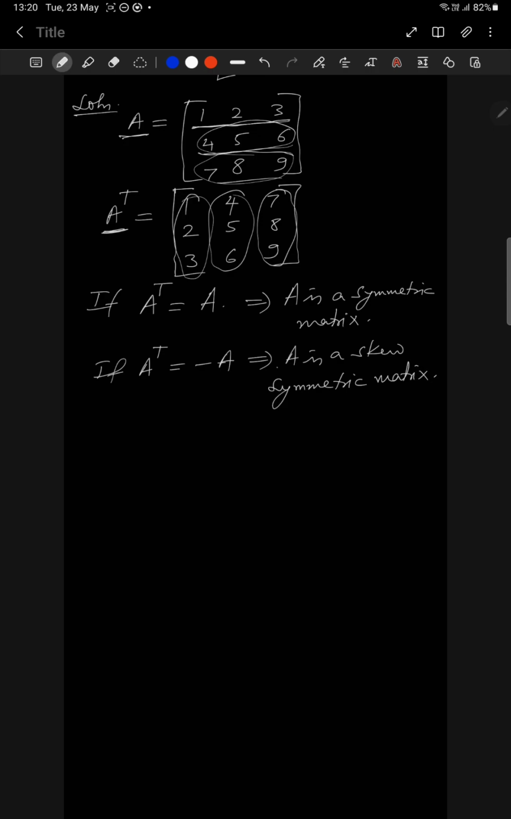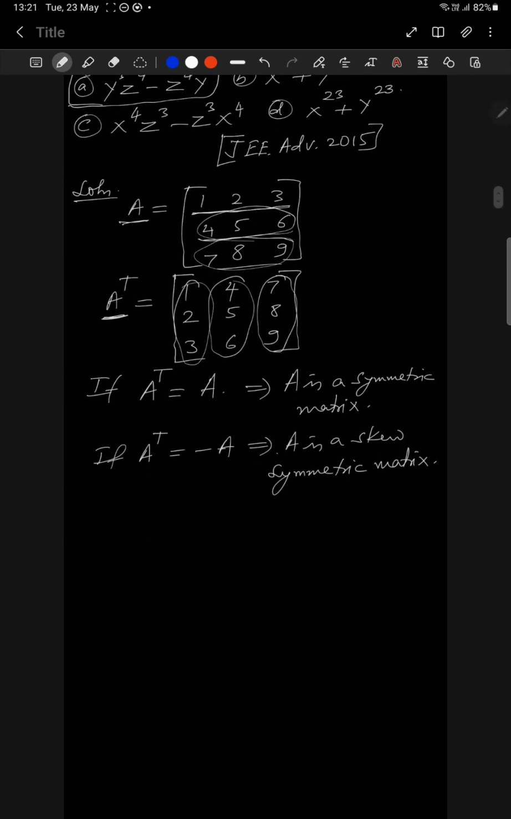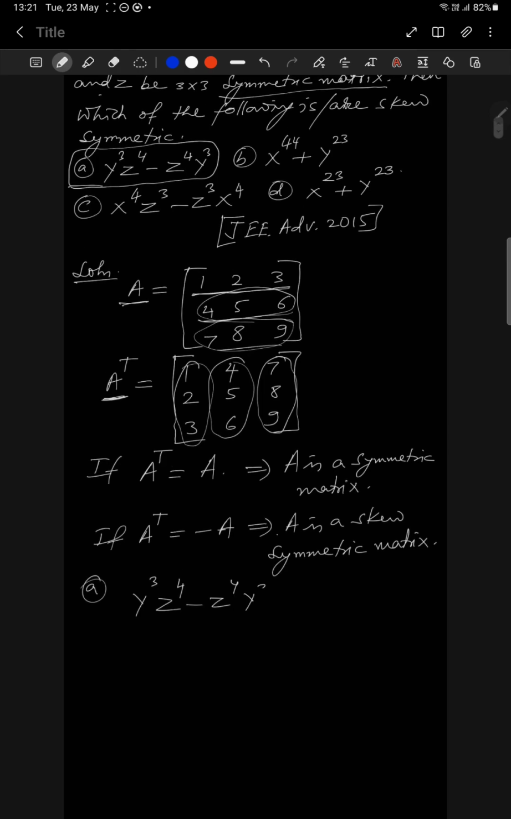So if this type of problem comes where you have to test whether a given matrix is symmetric or skew symmetric, you first have to find the transpose of that particular matrix. So let me start with the first one, that is A. In A we are given y to the power 3 z to the power 4 minus z to the power 4 y to the power 3. We have to test whether this is skew symmetric or symmetric, so we find the transpose of this.